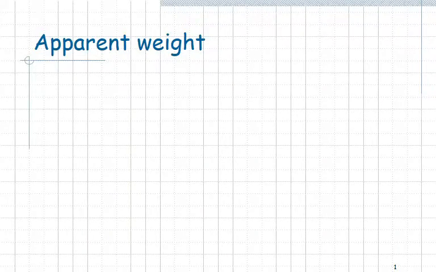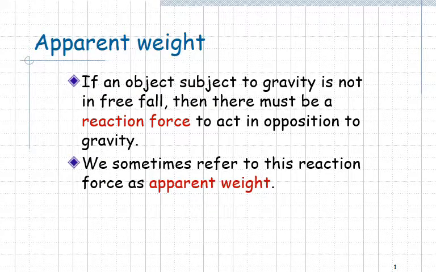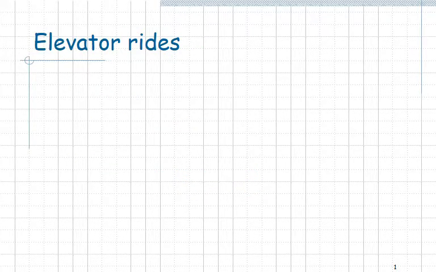Okay, so now we're going to talk about apparent weight. And this is an important idea to understand as we continue to move through our study of forces. If an object is subject to gravity and is not in free fall, then there must be a reaction force to oppose gravity. And we call that the apparent weight.